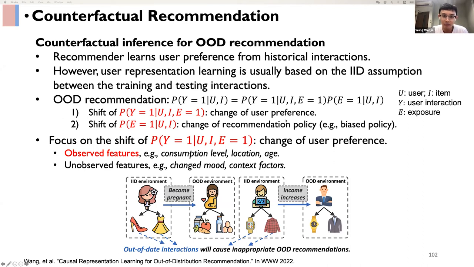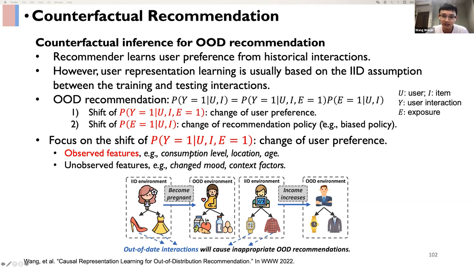One is the change of user preference. So in the first stage, I like some high price items, but in the second stage, I like some low price items. If my preference changes, the distribution will change, right? The second factor is that if the recommendation policy is changed, the interaction distribution can also change. But most previous work focused on the second direction.